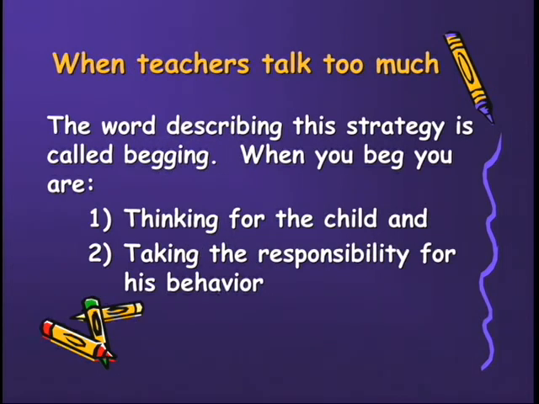Here's what happens when we do talk too much. Really, this is what you are doing. The word describing this strategy is called begging. You are actually begging when you talk too much, when you show too much emotion. And what is this begging I'm talking about? When you beg, number 1, you are, in effect, thinking for the child. Write that down. Underline it. You are thinking for the child. And number 2 is taking responsibility for his behavior. You are taking the responsibility for his behavior.